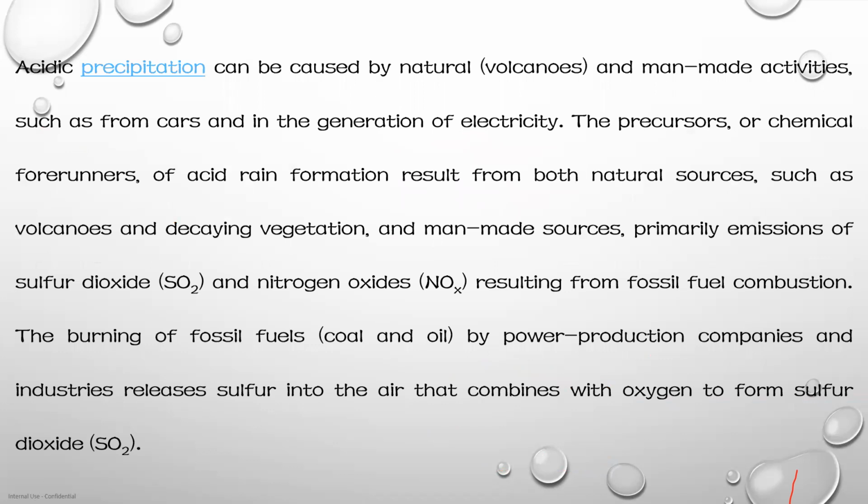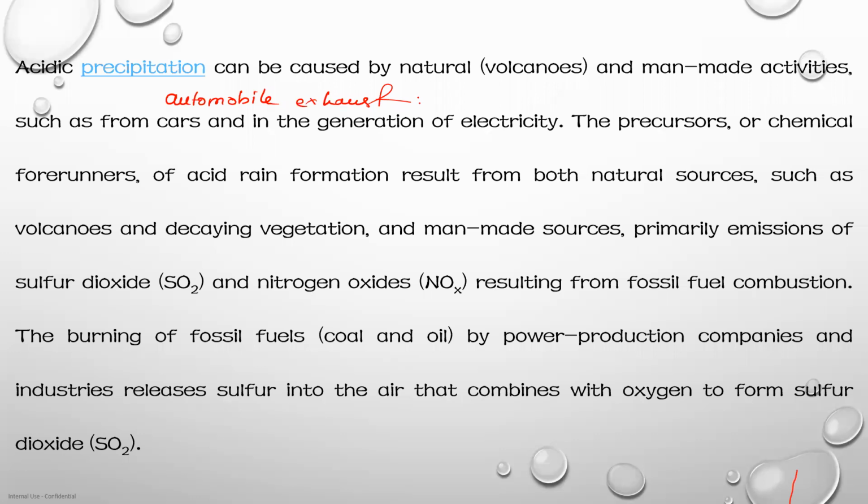Next, you see acid precipitation can be caused by natural volcanoes and man-made activities. Why man-made activities? Because those activities emit toxic gases, such as from cars, and that means automobile exhaust, right? And in generation of electricity. The precursors or chemical forerunners of acid rain formation result from both natural sources, such as volcanoes and decaying vegetation, and man-made sources, right?